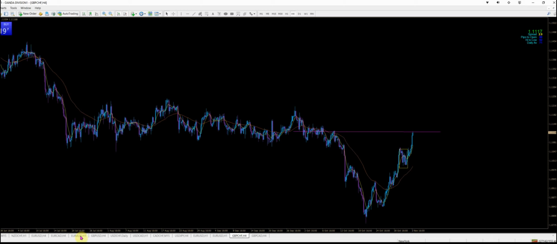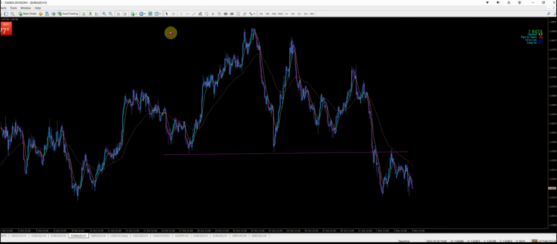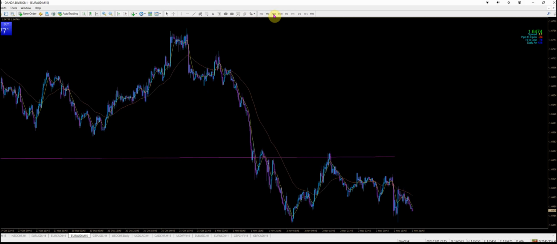What else? So, I don't know, I'm just picking something randomly. Here is the Euro Aussie. You can see we had this downtrend, then we had this move up, this crossover right here. So if we highlight this area, okay, go out to our 4 hour.